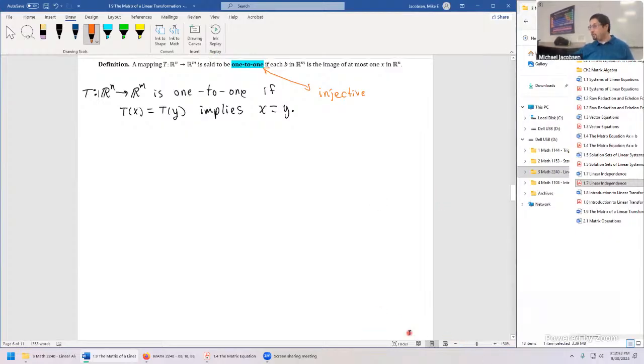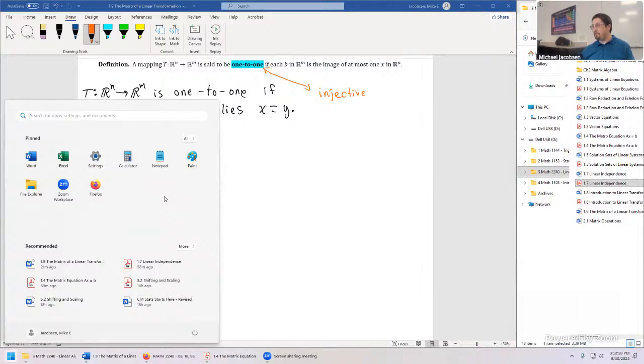Well, quick look at one-to-one functions could be like what we did before. Oh, and I closed that out. Let me open another Desmos.